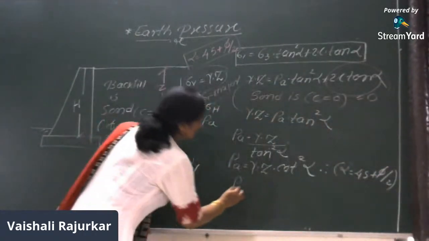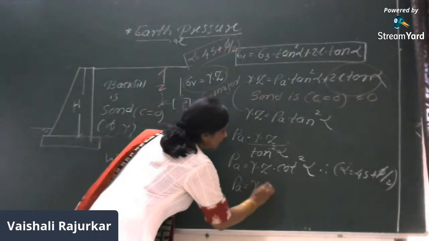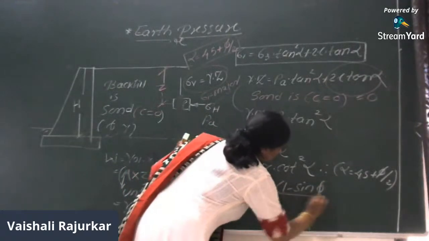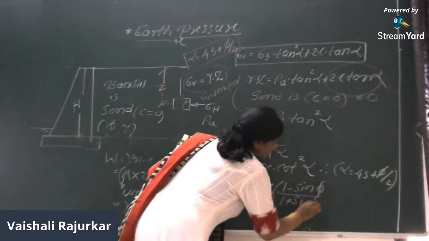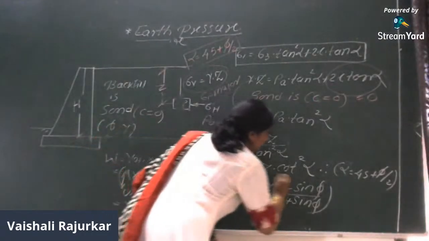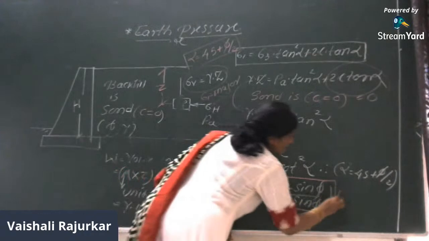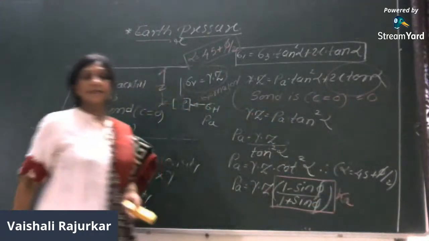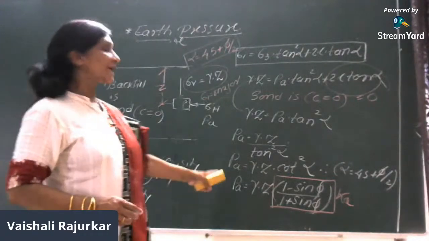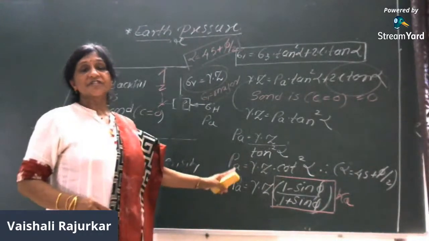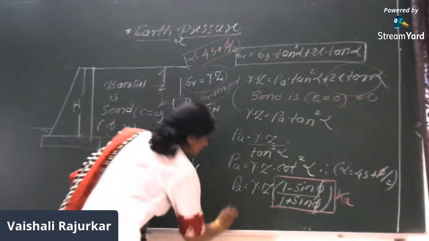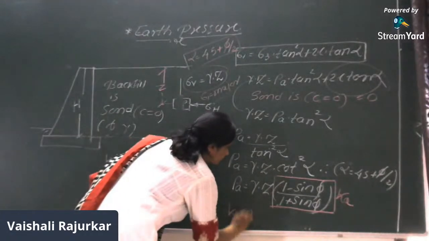So in that case this PA is equal to gamma into Z times 1 minus sin phi upon 1 plus sin phi, right? So this is called Ka. This constant, that is 1 minus sin phi upon 1 plus sin phi, is considered as Ka. That Ka is the coefficient of active earth pressure.